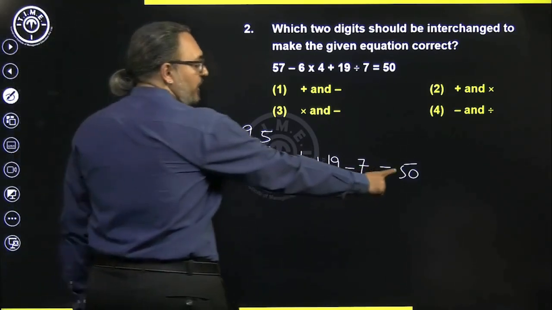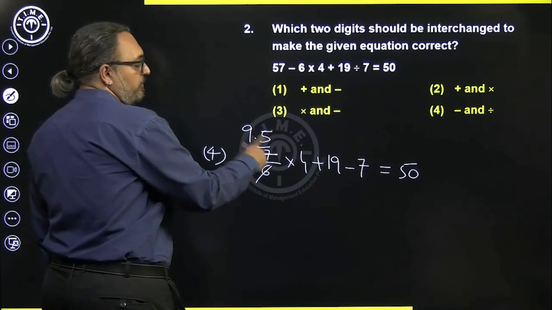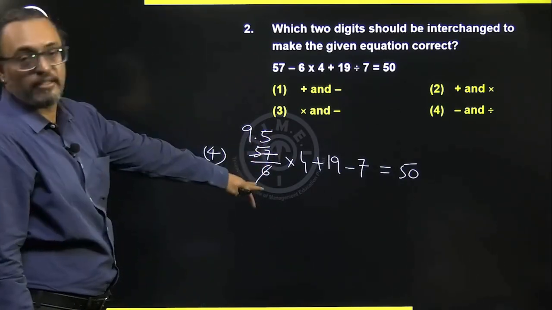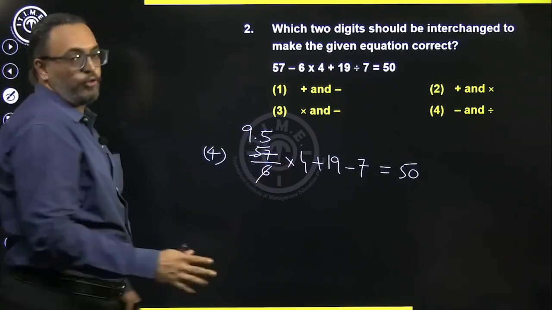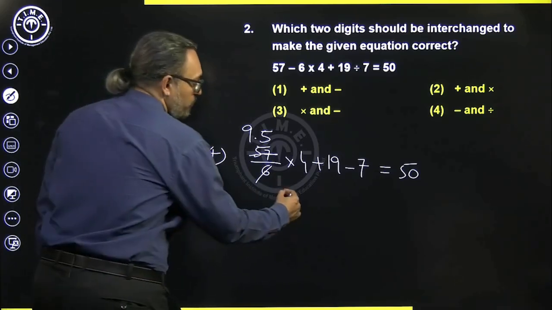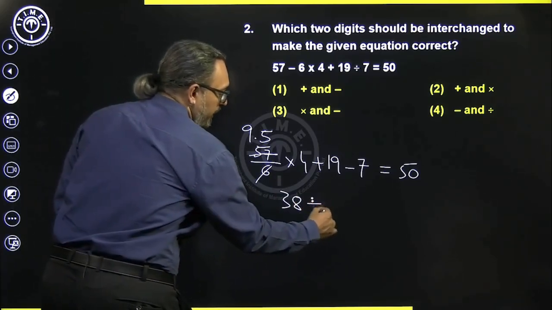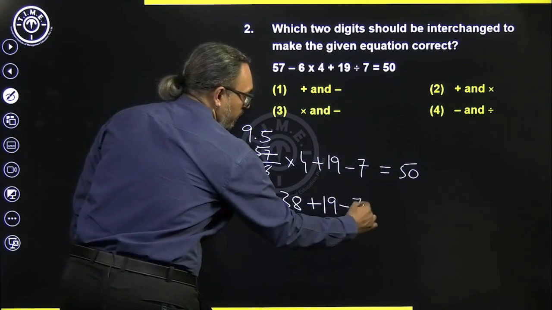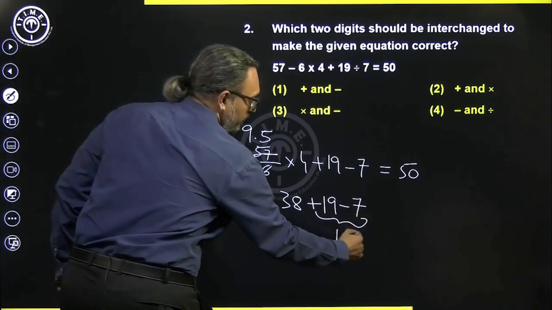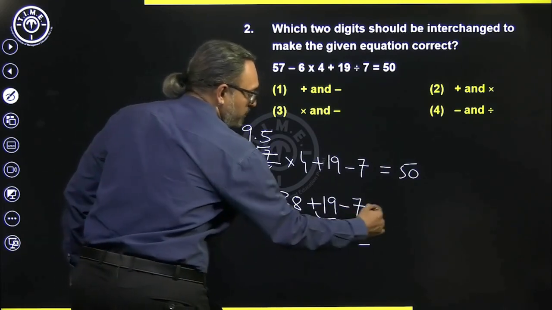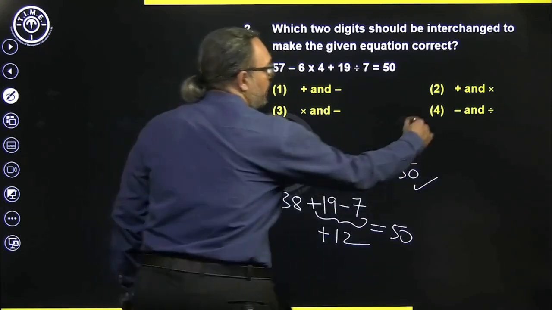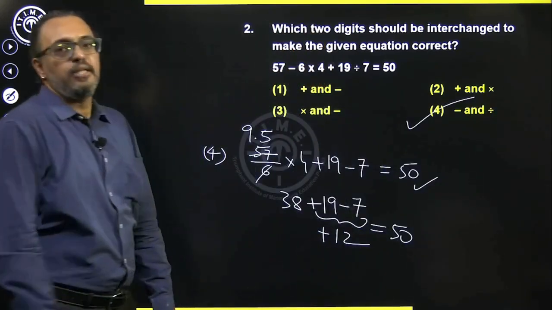So since I need to get 50, I have an approximation of, like, 36, 37 here. So 9.5 into 4 is how much? 9 into 4 is 36, then 0.5 into 4 is 2. So you get 38. So 38 plus 19 minus 7. So 19 minus 7 is 12, plus 12. So 38 plus 12, obviously you are going to get 50. So definitely I am getting my answer by taking the fourth option.